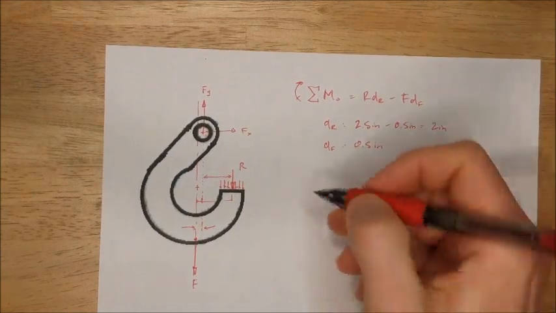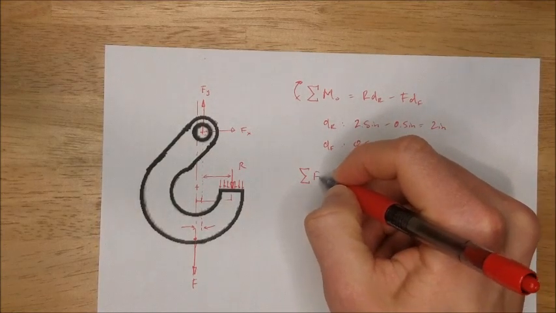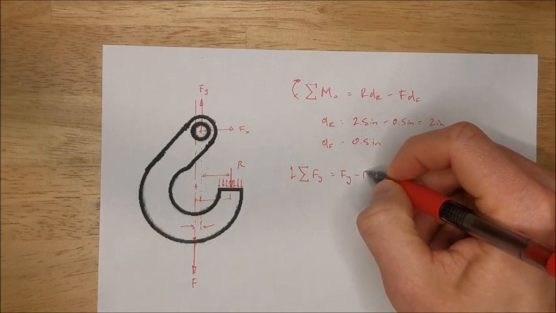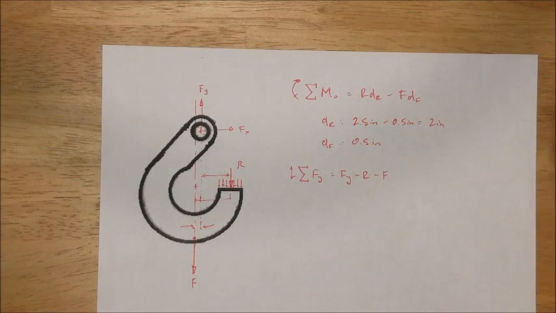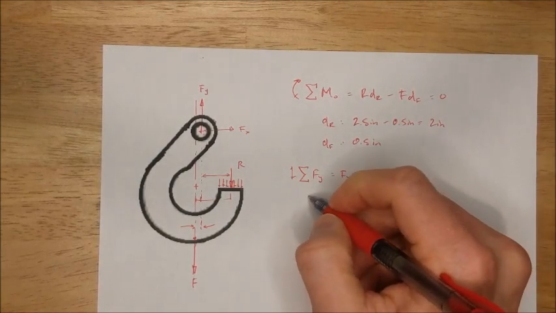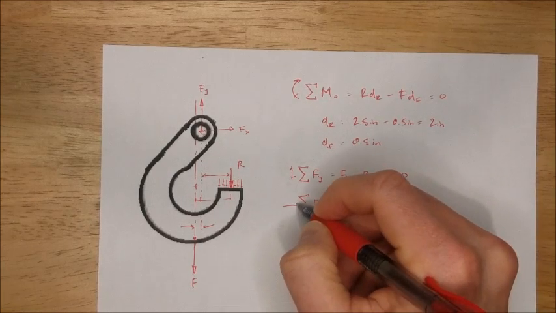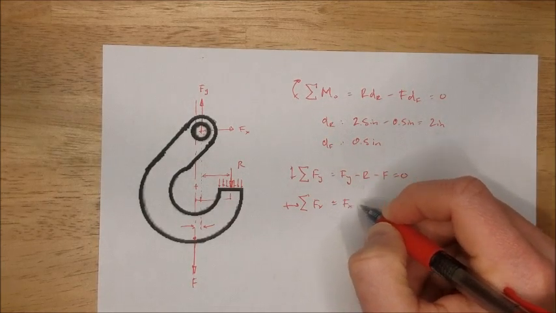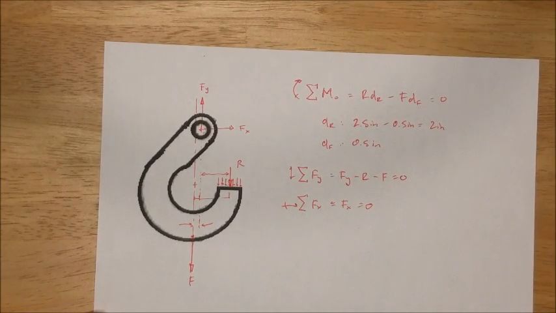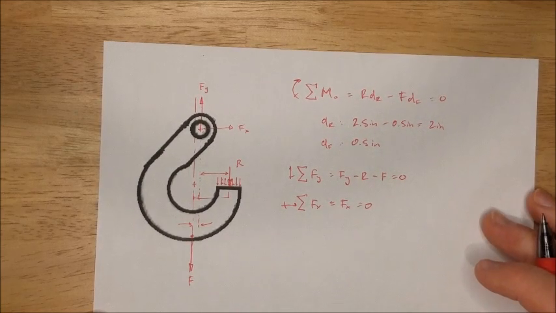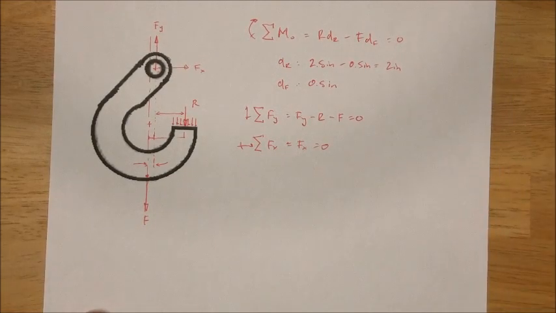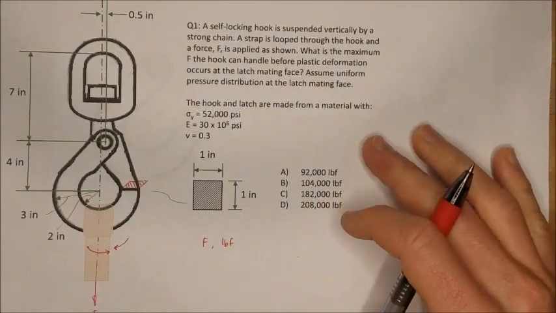Now I can also write my sum of Fy: positive F minus R minus F equals 0. Doesn't tell me anything, really no help here. And sum of Fx equals 0. No help here. So I'm a little bit stuck. This is where the multiple step problem component comes in. Well, I need a 4th equation to help me here. Got a couple clues here in the problem statement, though.